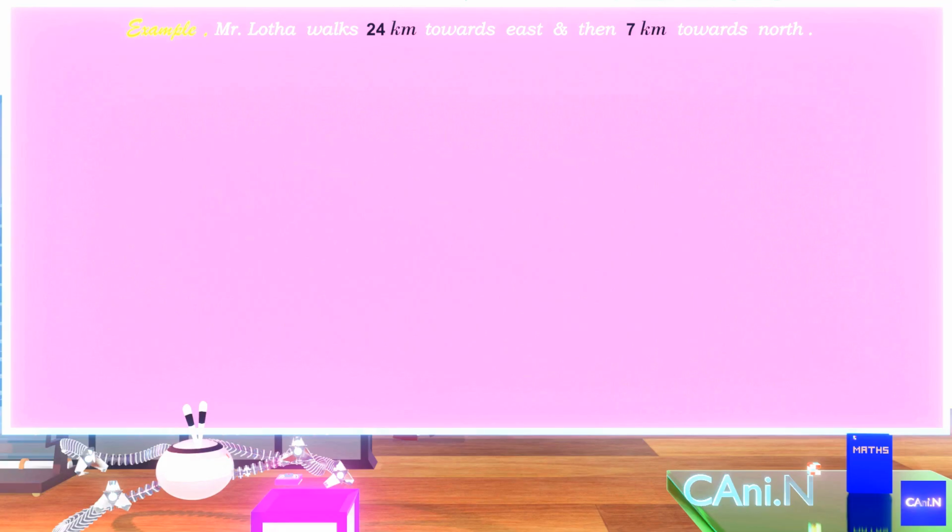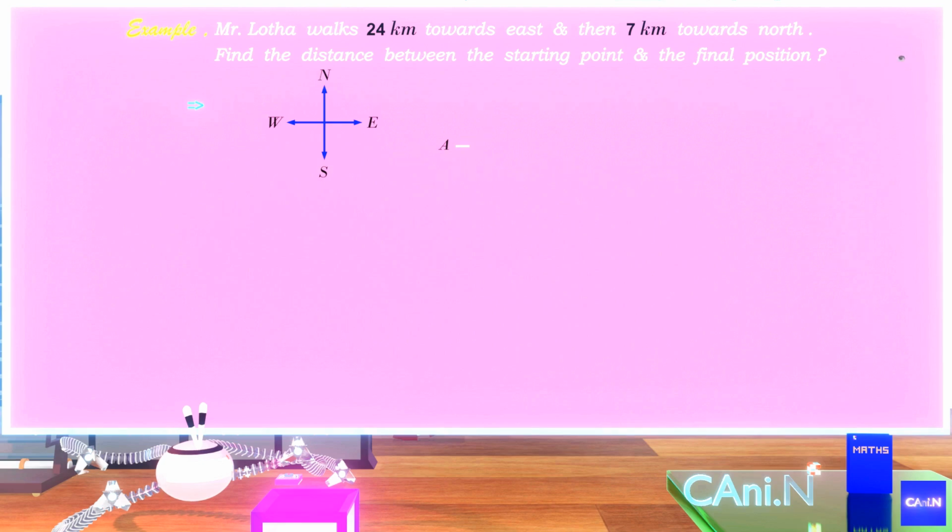Mr. Lotha walks 24 kilometers towards east and then 7 kilometers towards north. Find the distance between the starting point and the final position. Let A be the starting point. From point A, Mr. Lotha walks 24 kilometers towards east. Let's call this location point B.